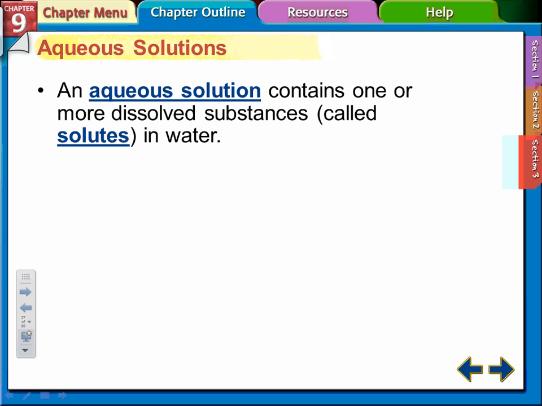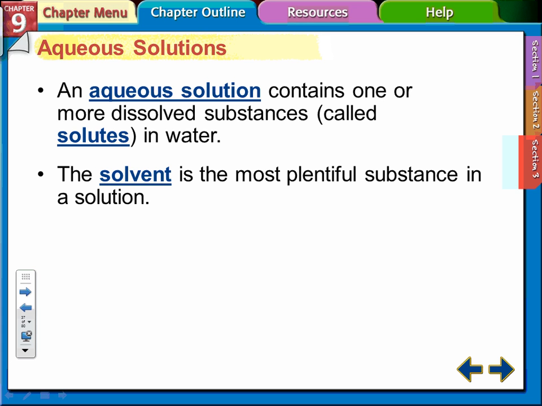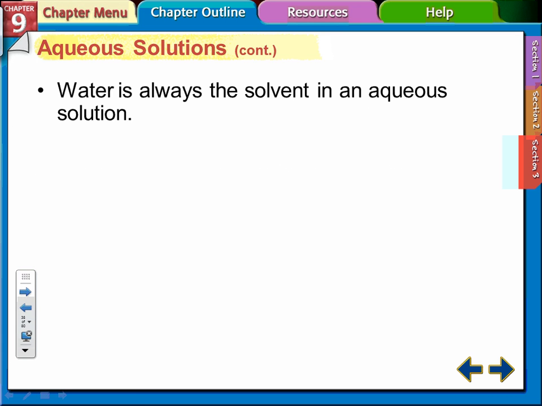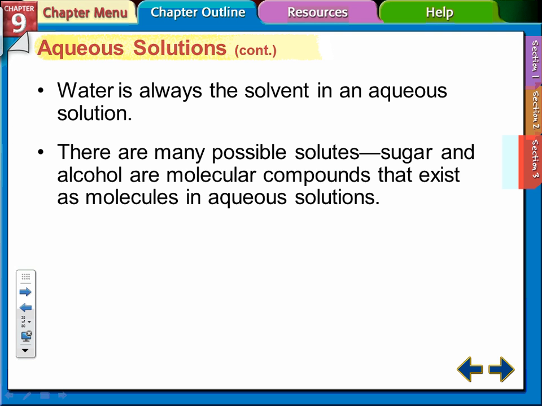An aqueous solution contains one or more dissolved substances, and the things that are dissolved in the water are called the solutes. And how can you tell which one's a solvent, which one's a solute? Most of the time it's pretty obvious, but the solvent is always the most plentiful substance in a solution. Most of the time in our chemistry class, water will be the solvent, and water is always the solvent in aqueous solutions.